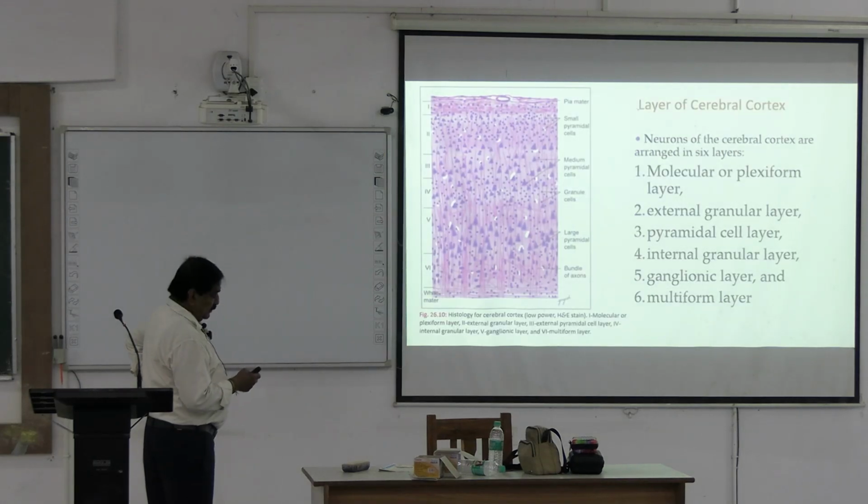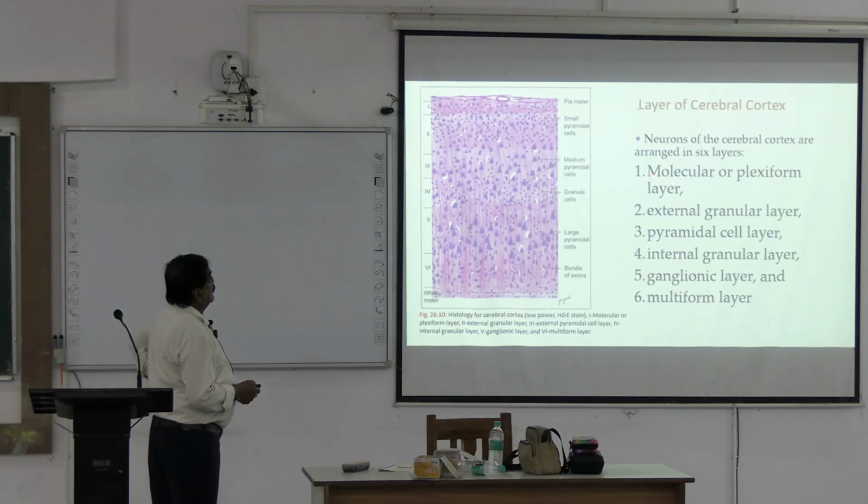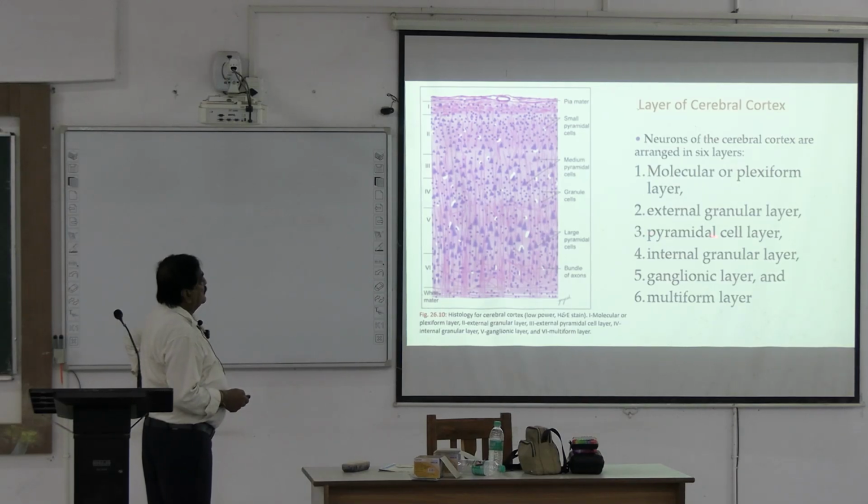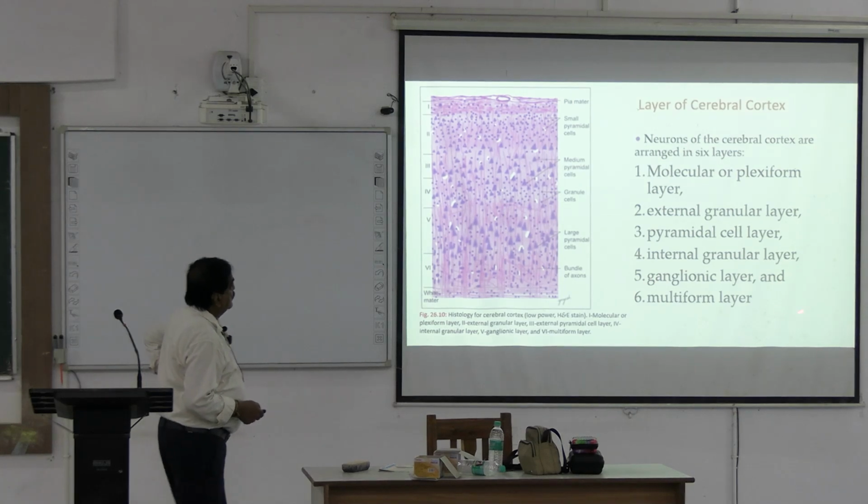Now, layers of cerebral cortex. Neurons of the cerebral cortex are arranged in 6 layers: the molecular or plexiform layer, external granular layer, external pyramidal cell layer, internal granular layer, ganglionic cell layer, and multiform layer.